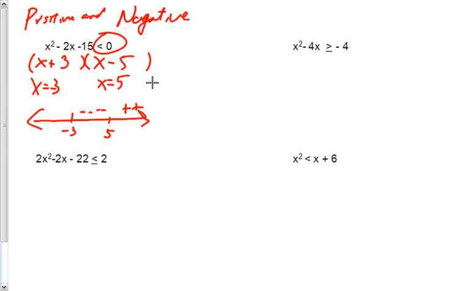Just like negative 5. If I do negative 5 in here, this is negative 5 plus 3, which is negative 2. Negative 5 minus 5 is a negative 10. Well, negative 5 times negative 10, I don't really care, but I know it's positive. Okay. So now my next question is, what is the question asking?